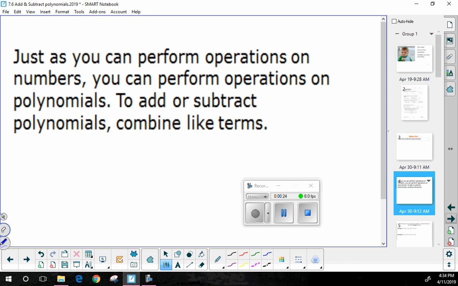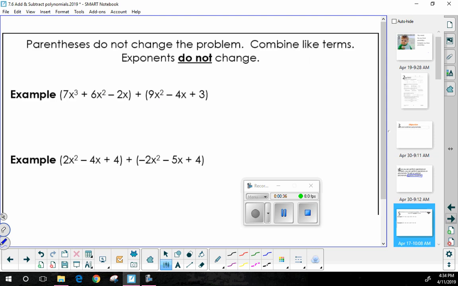Just as you can perform operations on numbers, you can perform operations on polynomials. So to add or subtract polynomials, we combine like terms. So this is your first example, and so we're going to do what we've done before when we've had like terms. We're going to circle all the terms that have x to the third power on here. And I'm looking, and I don't see any more. So we know that that term is all by itself.